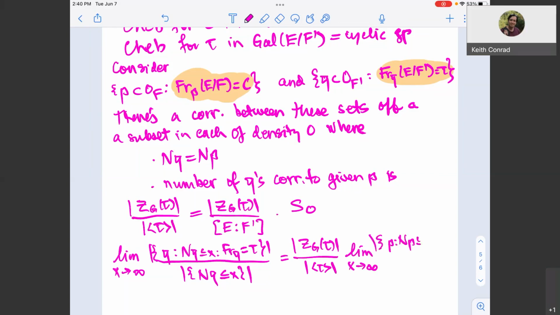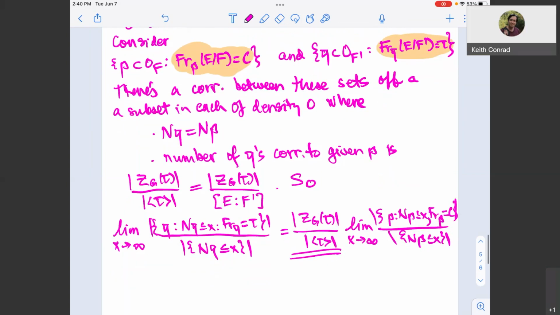Norm of p up to x, Frobenius of p is c, divided by the count of prime ideals downstairs up to x. And so we get this extra multiplying factor, and I say that these limits are equal if either one exists.